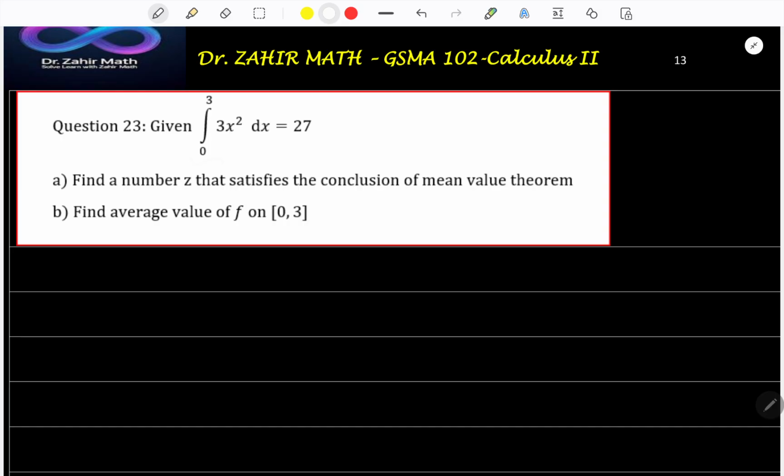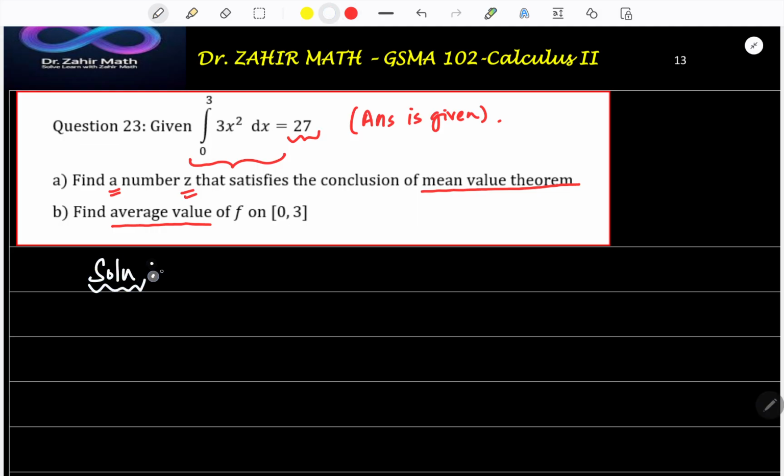Given the integral 0 to 3 of f of 3x square dx is 27. The answer is given, no need to integrate, keep in your mind. Find a number z that satisfies the conclusion of the mean value theorem. And the next question is find the average value. Okay, so this is the second question, we are going to do it. In the same manner we will start the solution. So let's start the solution.